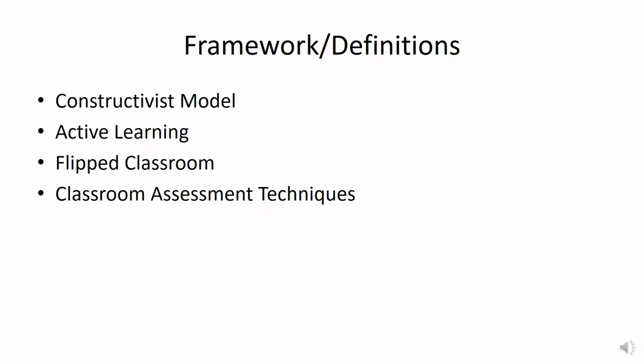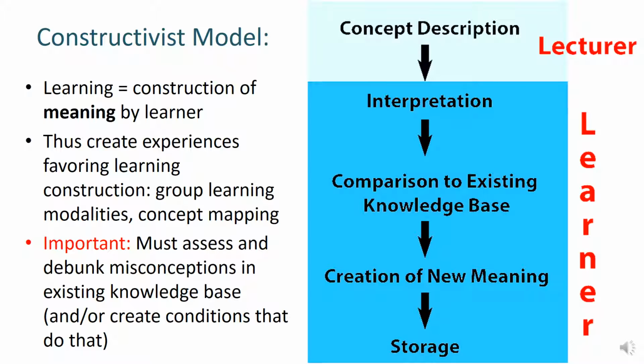First, we want to deal with our frameworks and definitions. This involves four important elements: the constructivist model, active learning, the flipped classroom, and classroom assessment techniques. In the constructivist model of learning, learning is a product of the construction of meaning by the learner. The teacher should then create experiences that favor learning construction by the learner.